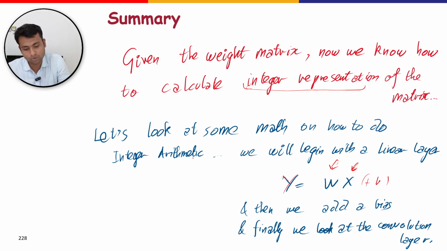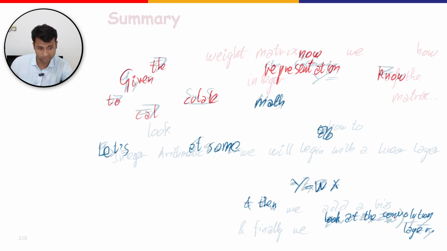So we learn how to do this: given the floating point operations, given the floating point numbers and everything, we try to represent that whole thing in integer representation, and we try to do that mathematics. How we can efficiently do that is what we're going to discuss in the next few slides. First we'll discuss just the generic case of y equal to weight into input, then we'll add a bias, and then we'll understand how the convolution layer works.